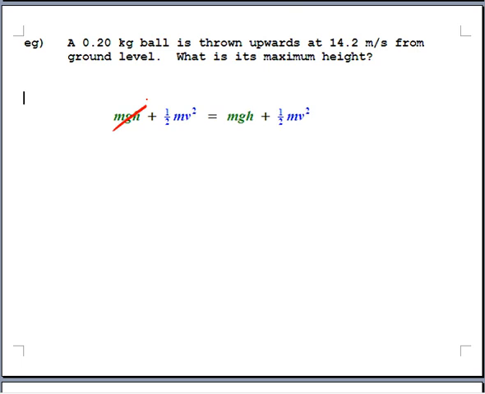Is the ball moving at the start? Is the ball moving initially? And if you look, you can say, yeah, it is. That 14.2 meters per second was how quickly it was moving when it left your hand. So it did start with some velocity.